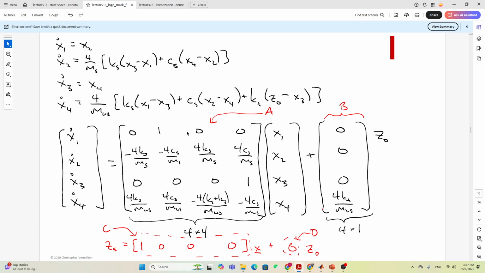Then each row is your equation, right? Your x1 dot, if you have enough linear algebra background, you can say x1 dot should only equal x2. Then we should have 0, 1, 0, 0. So that means x1 dot equals 0 times x1, 1 times x2, right? So you should only have the x2 term over here. Similarly, you should do the same thing for x2 dot, right? For x2 dot, what is your x1 term? Your x1 term should be minus 4 times ks over ms, right?